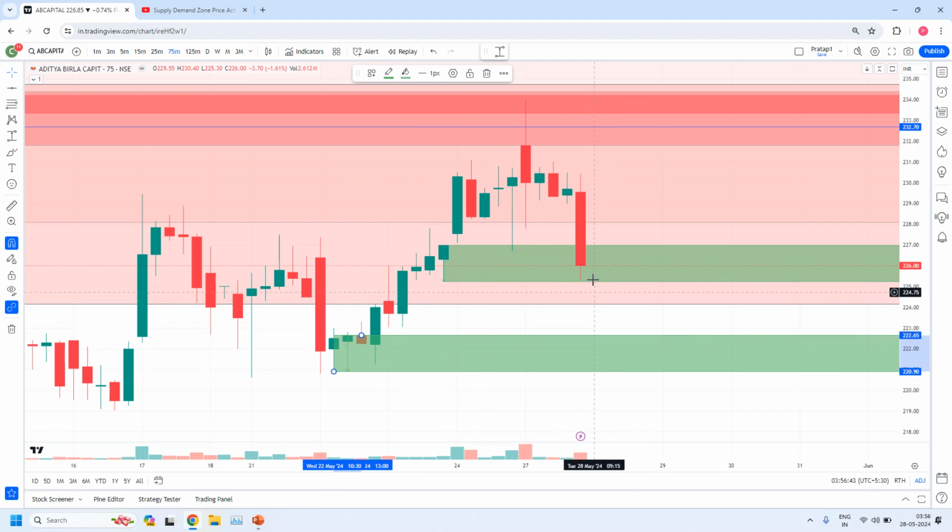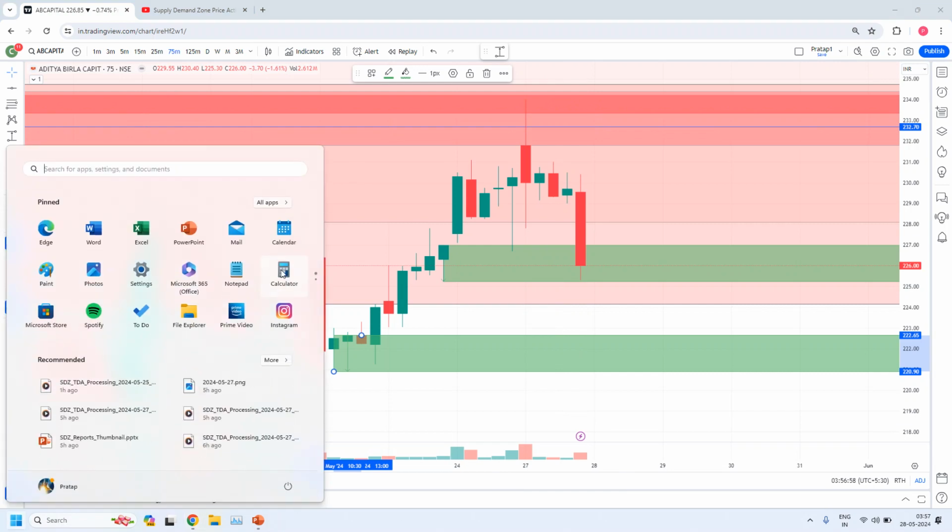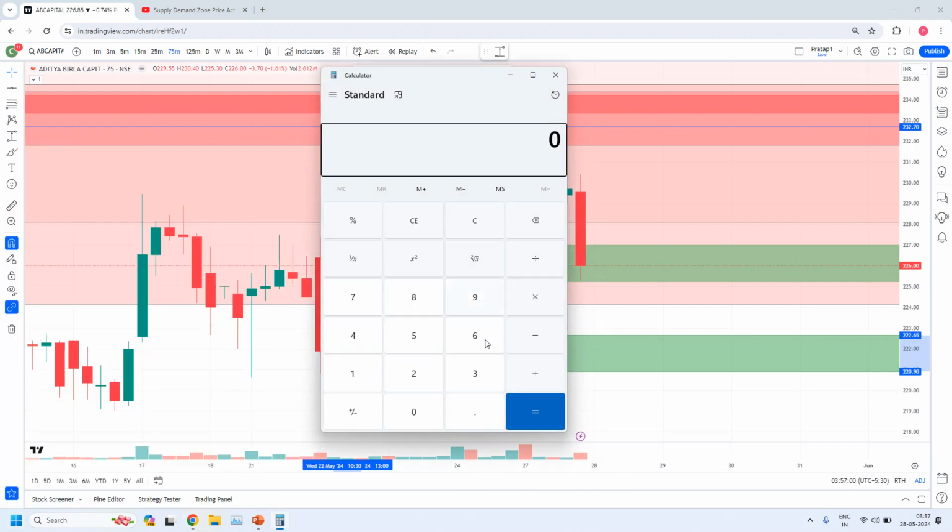But today, at least till the closing, how much opportunity has it given? Assume you have taken a trade at the 5 minutes entry. That is 233.30 paisa. Let me take a calculator. What is the close of this candle? 226. Today you would have got 7.3 rupees profit.